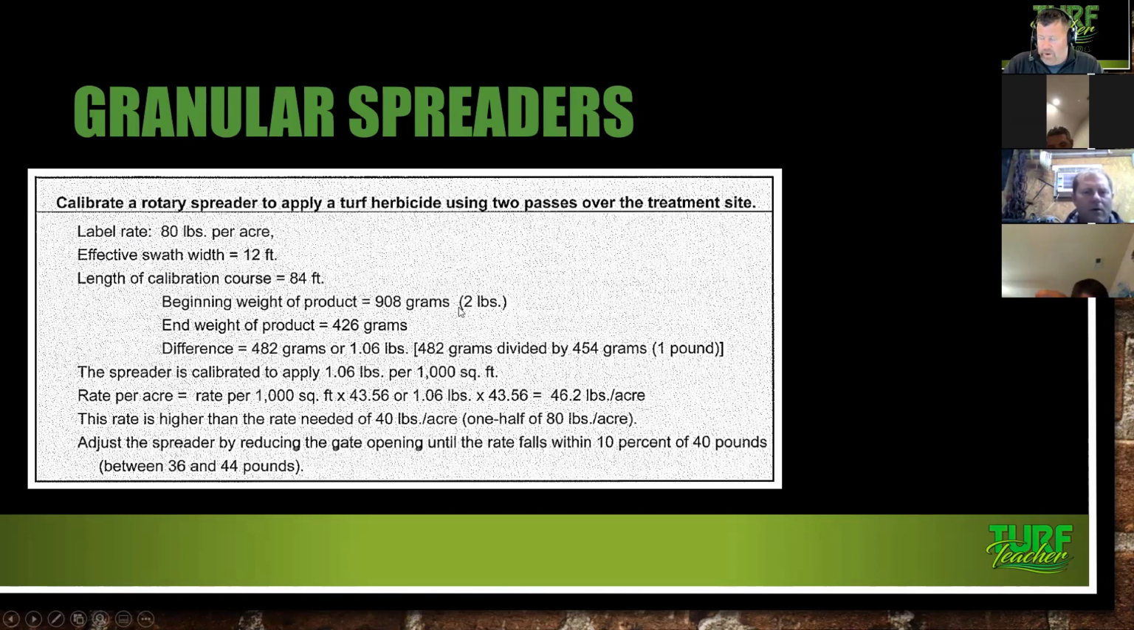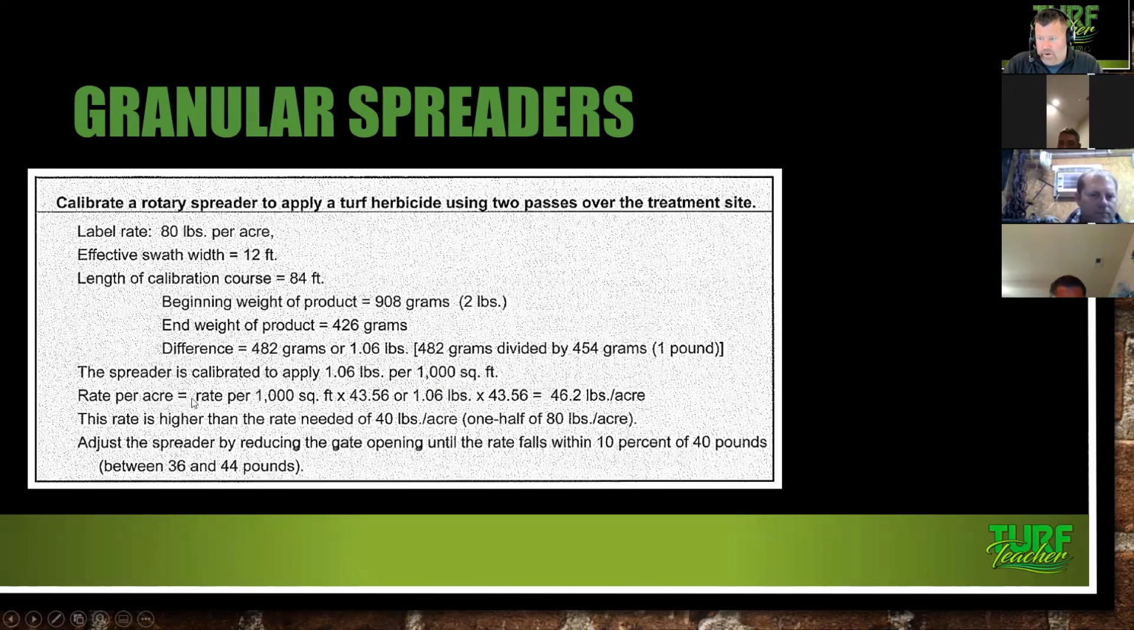So the beginning weight of the product, 908 grams, 2 pounds. End weight of the product, 426. The difference, 482 or 1.06 pounds. The 482 divided by 454. The spreader is calibrated to apply 1.06 pounds per 1,000 square feet.